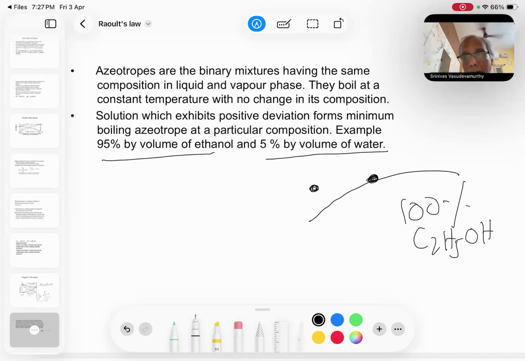That is the reason why fractional distillation cannot be used to get 100% ethanol. I can go up to 95%. Then I'll add some chemicals to remove the remaining water, some agent which can absorb water molecules, to make it 100% ethanol.